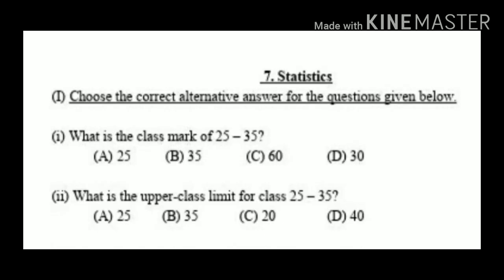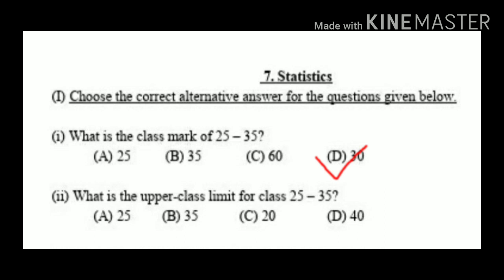Question number 1. Choose the correct alternative answer for the questions given below. In that, children, first one, what is the class mark of 25 and 35? Here, children, 25 plus 35 divided by 2. We get, children, 30. So, option D is right, children.